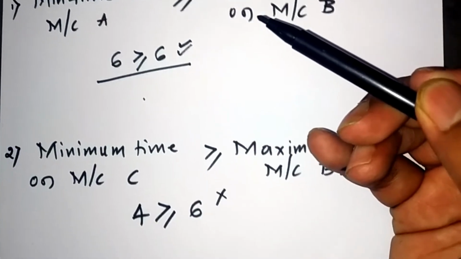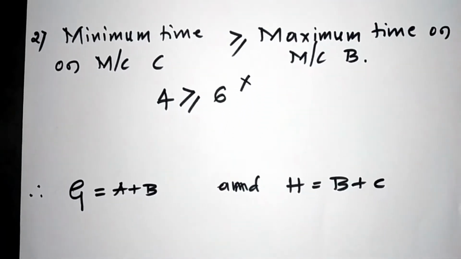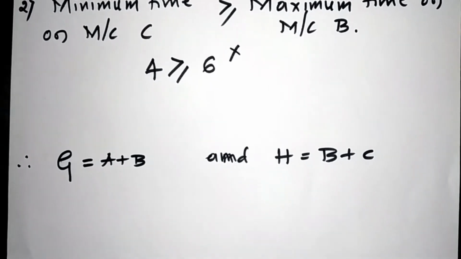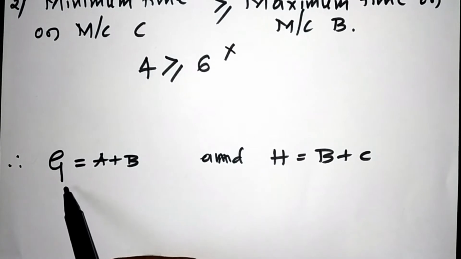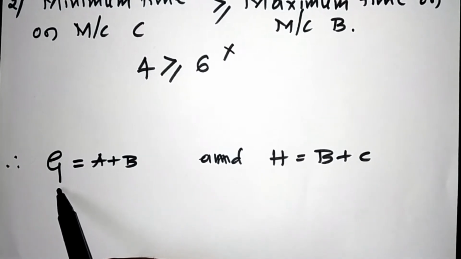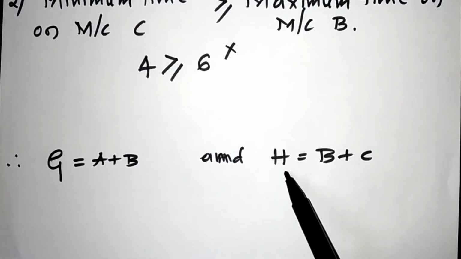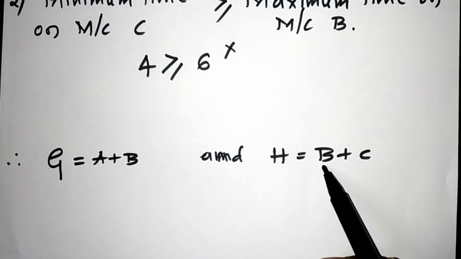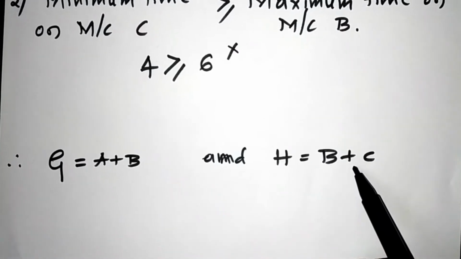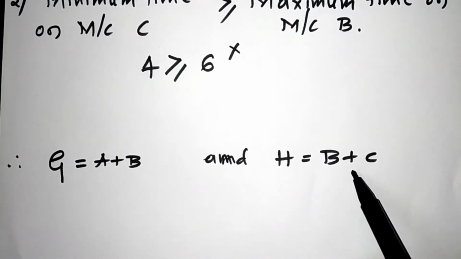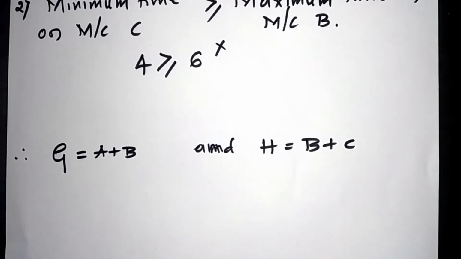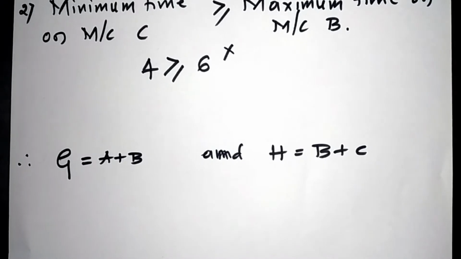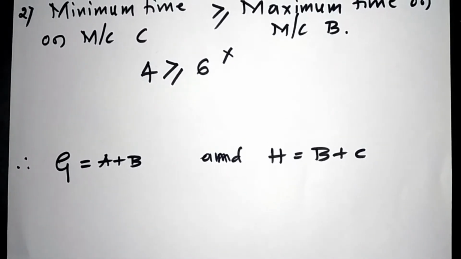Now we are going to convert in this way. We add the timings of the first 2 machines, A and B, to make a new machine G, and we add the timings of machine B and machine C to make another machine H. Next you will find a table with 2 machines, not 3. Now we'll see that table.